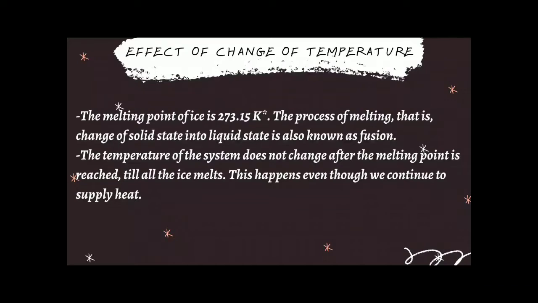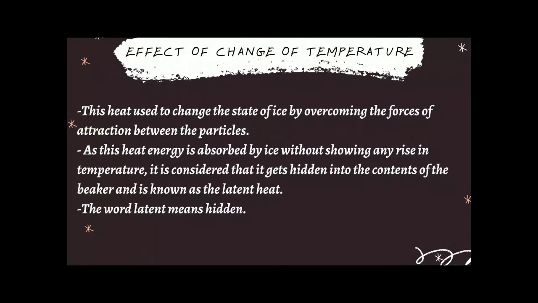The temperature of the system does not change after the melting point is reached, till all the ice melts. For example, take one cube of ice and observe how it melts. Some time it takes to melt, isn't it? This happens even though we continue to supply the heat. What happens actually? This heat is used to change the state of ice by overcoming the forces of attraction between the particles. Where does the heat go, why doesn't the temperature increase? Because that heat is used by ice to change its state by overcoming the forces of attraction between the particles. The forces of attraction between the particles are to be overcome, isn't it?